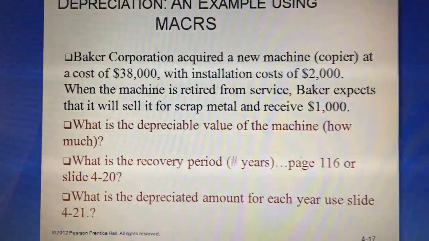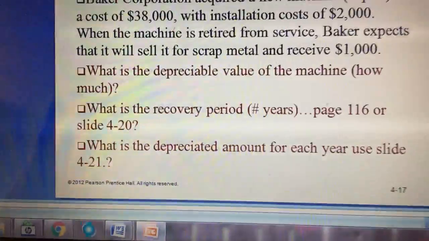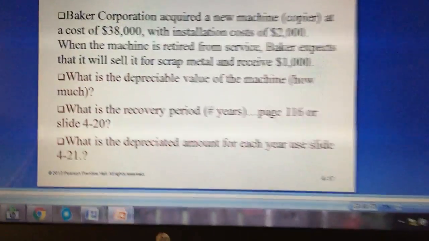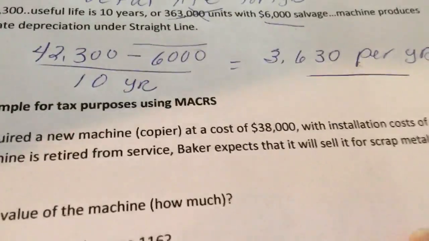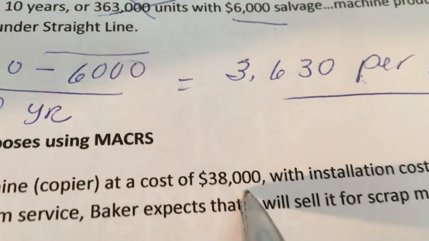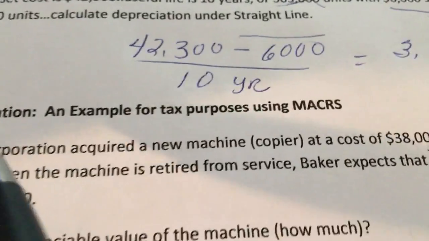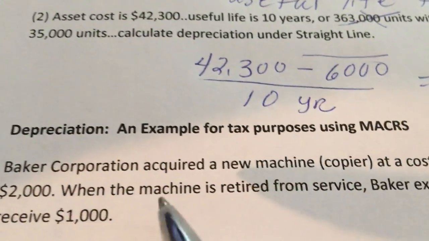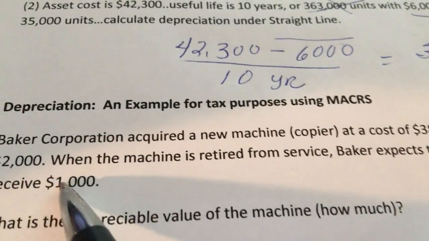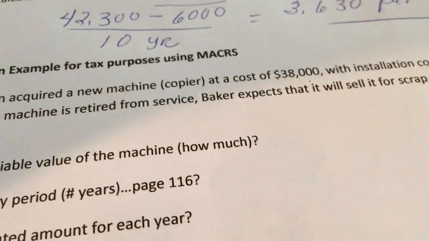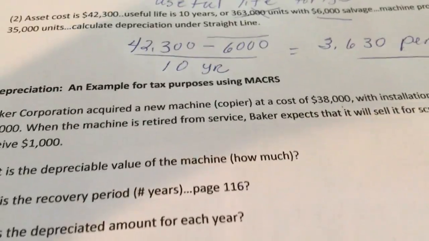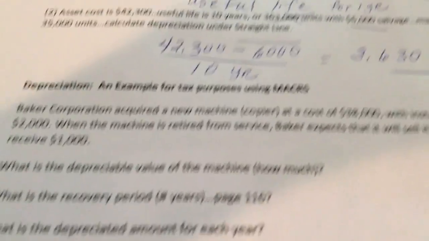Okay, let's take a look at your first problem here, Baker Corporation. So come back down and let's take a look at Baker. We'll also refer to the slides here. Now, Baker Corporation is getting a copier, and the copier is going to cost them $38,000. They're going to have to pay for installation of $2,000. When it's retired, Baker expects to scrap the metal for $1,000. Now notice there's no useful life here. They don't give you one in the problem portion under this method. But let's answer the questions.